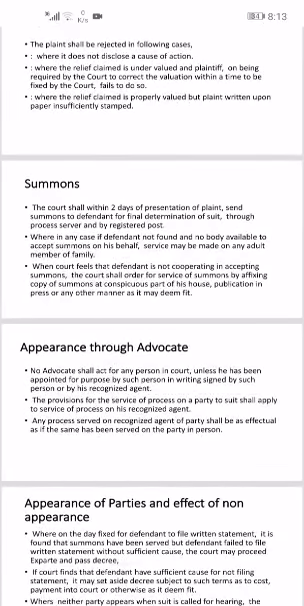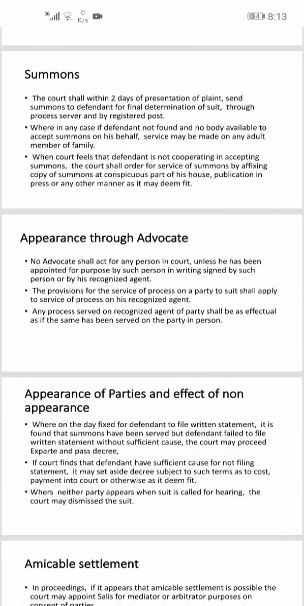Now summons. The court shall within 2 days of presentation of the plaint send summons to the defendant for final determination of the suit through a process server and by registered post. Where the defendant is not found and nobody is available to accept summons on his behalf, service may be made on any adult member of the family. When the court feels that the defendant is not cooperating in accepting summons, the court shall order service of summons by affixing a copy of the summons at a conspicuous part of the house, publication in the press or any other manner as it may deem fit.